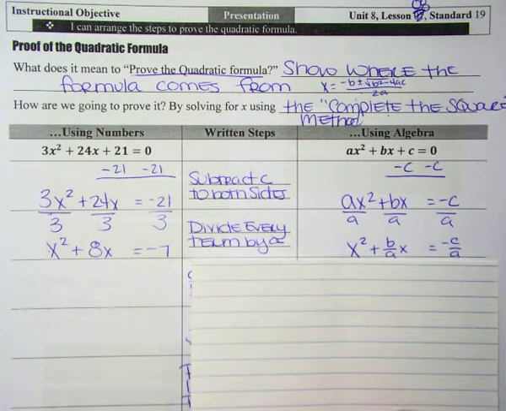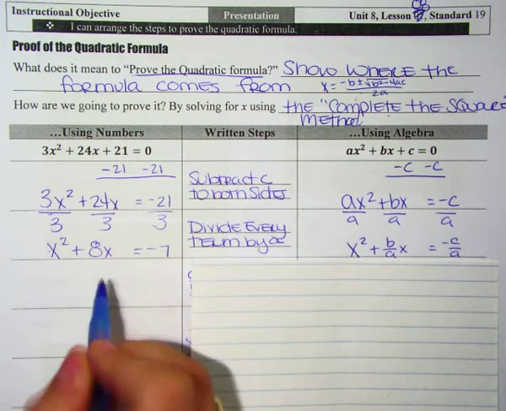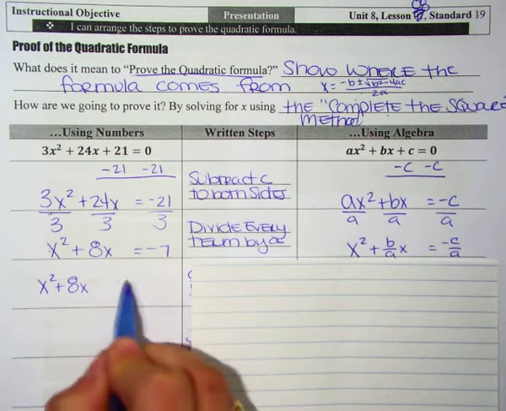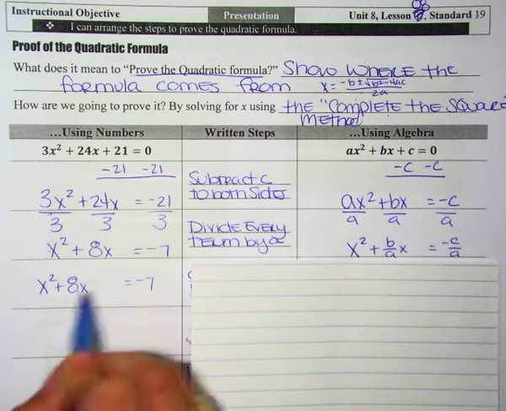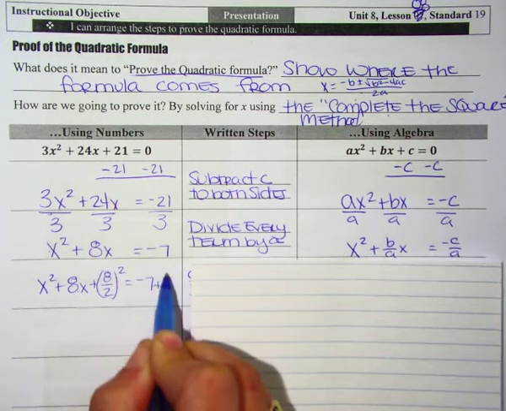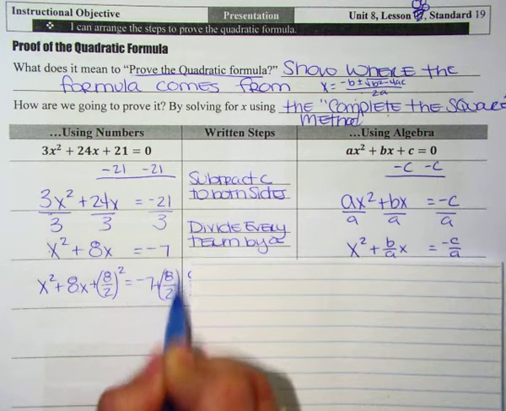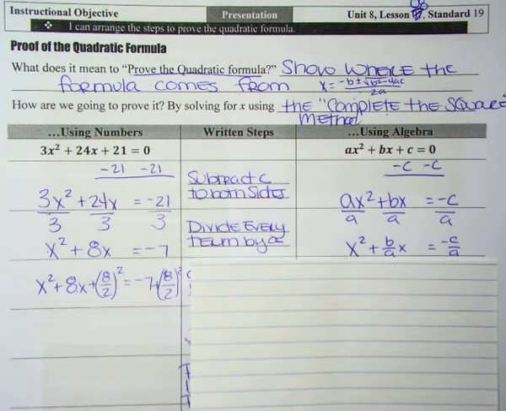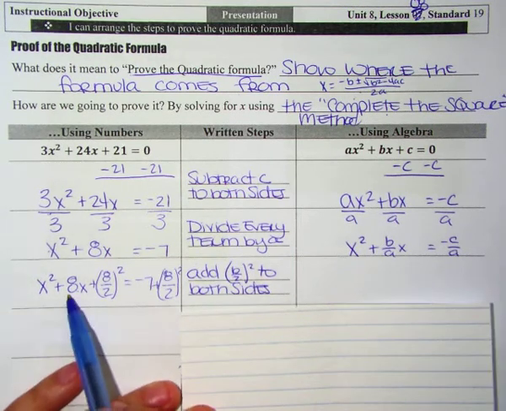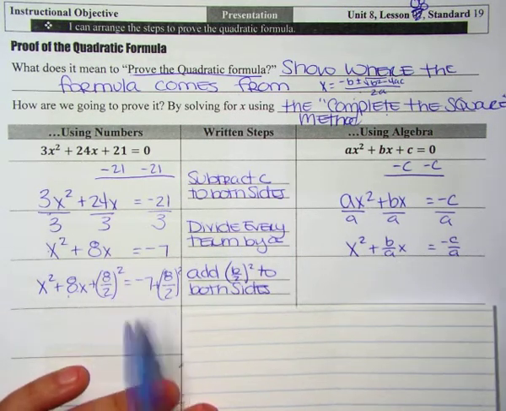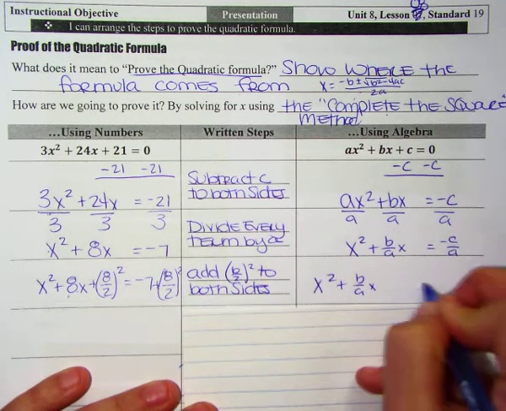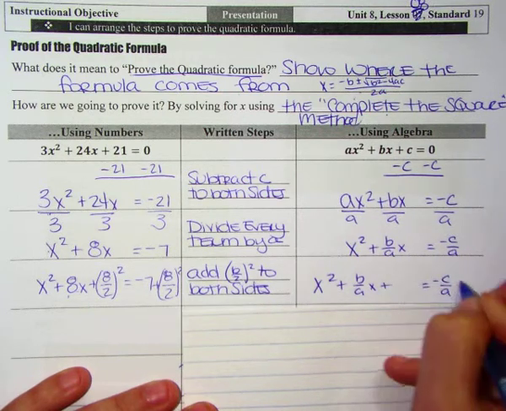Our next step is the actually completing the square part. So we're going to take the b term, we're going to divide it by 2, and then we're going to square it. And we're going to add that to both sides. Okay, so what did we do? We added b divided by 2 squared to both sides. x squared plus b over a x equals negative c over a, and we're going to add something to both sides.